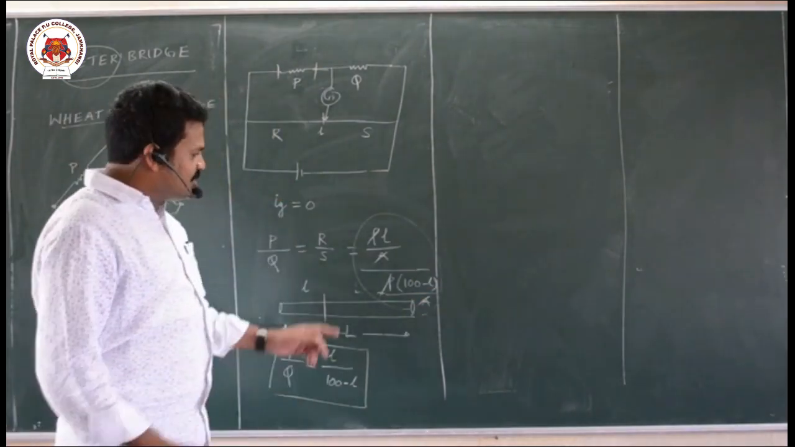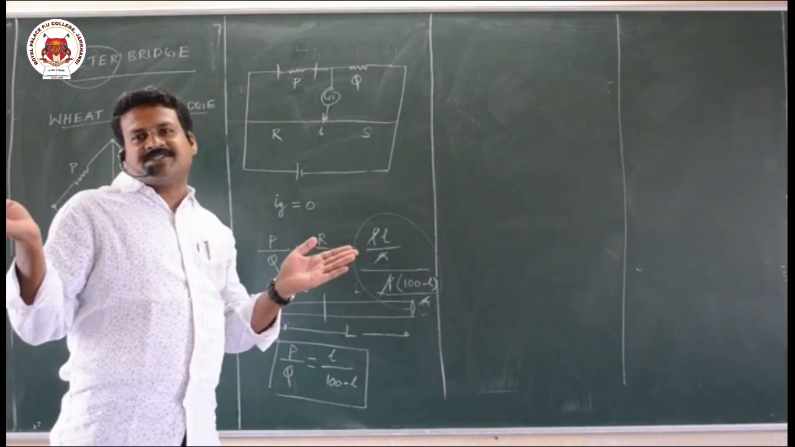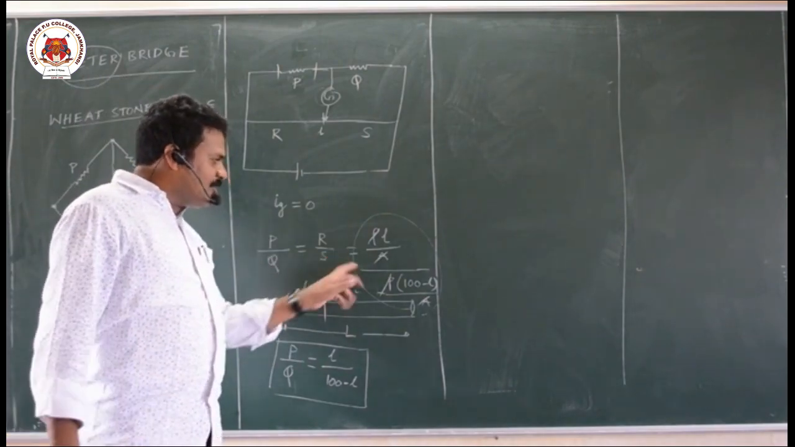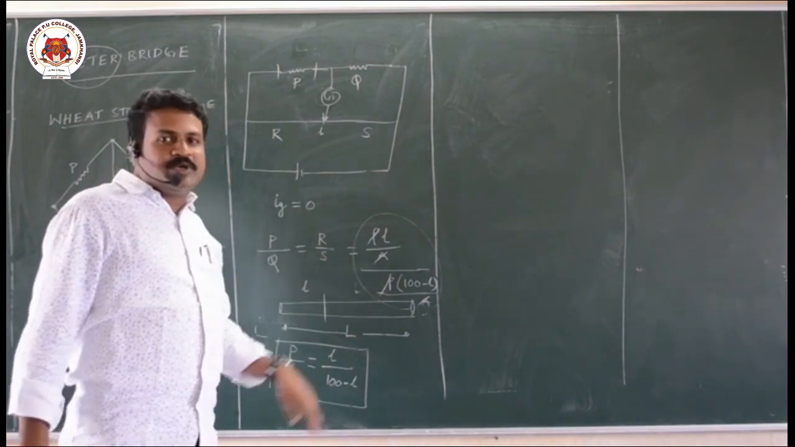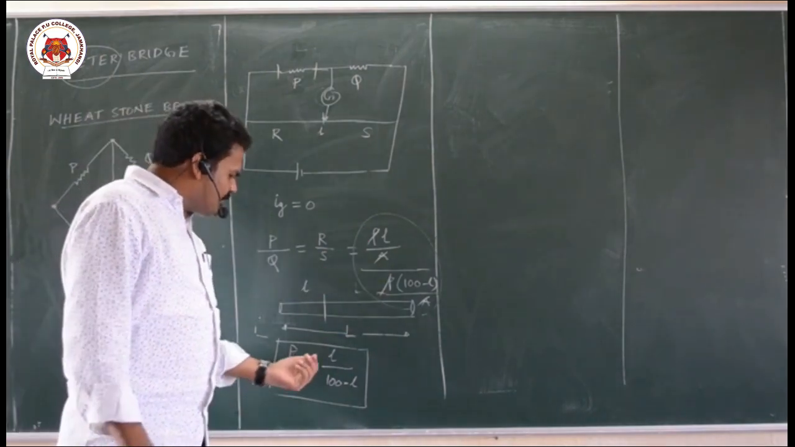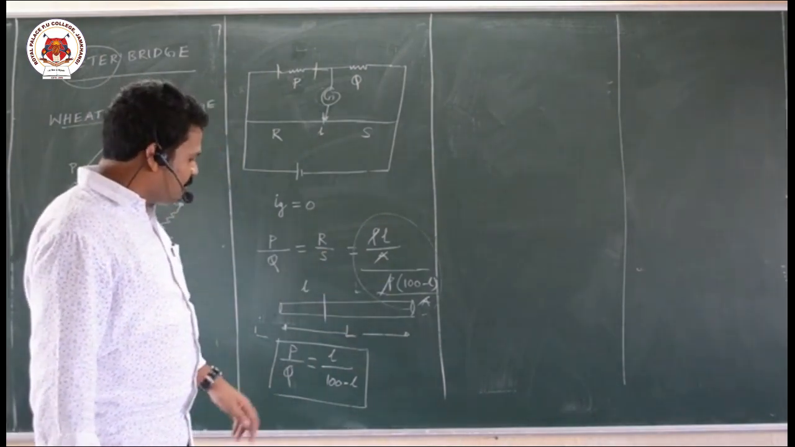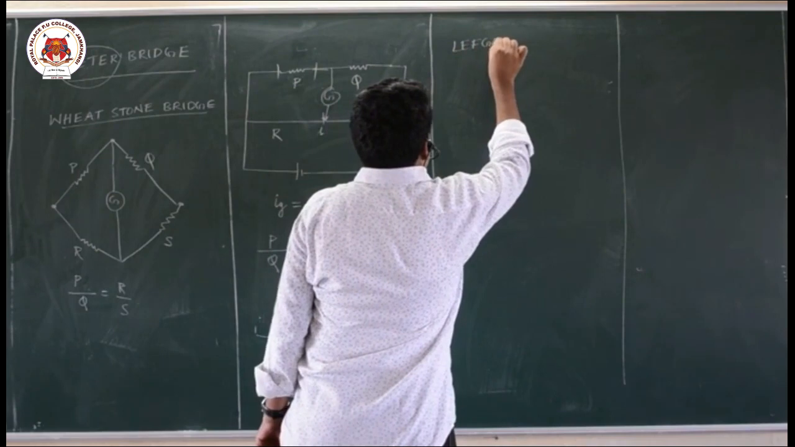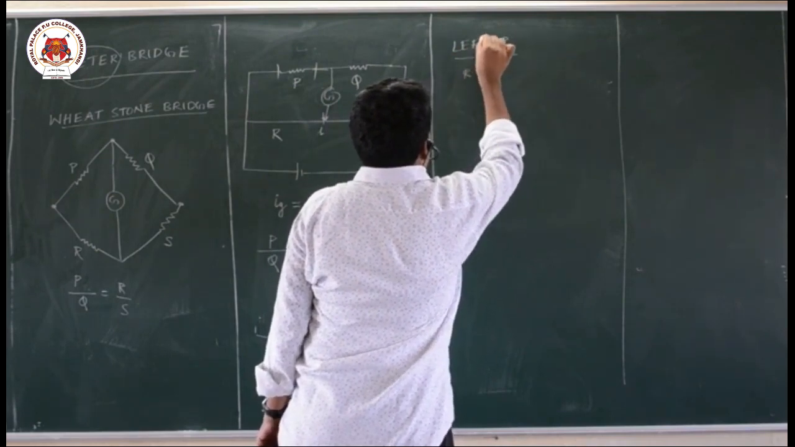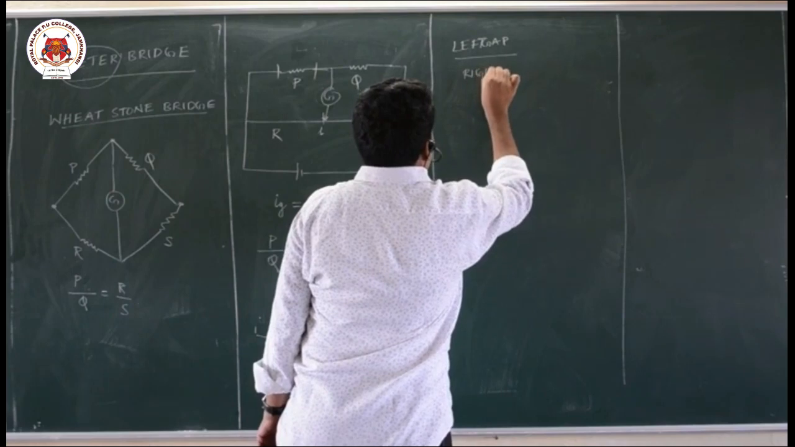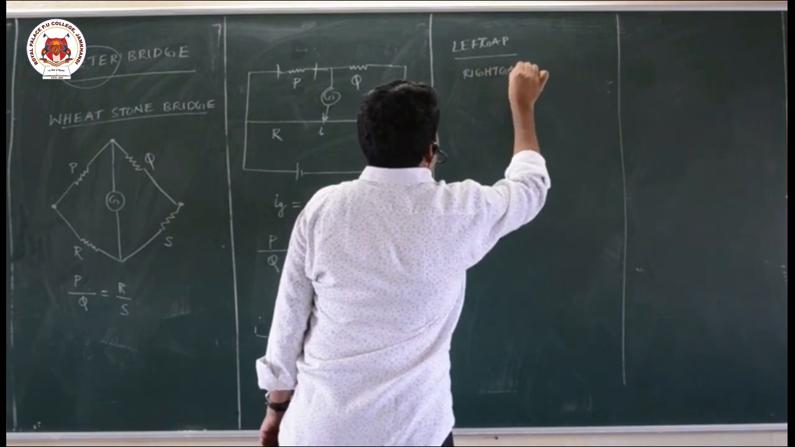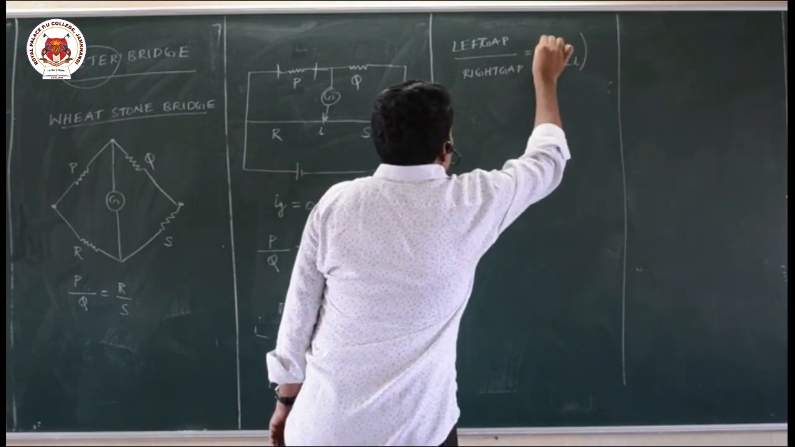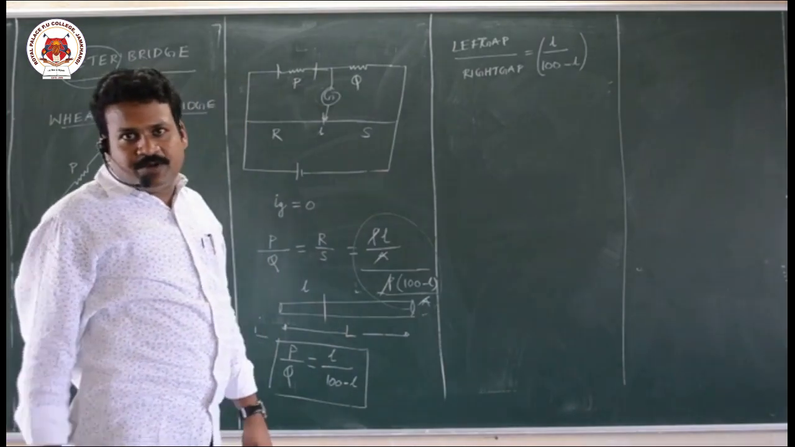The condition is that the wire is cut into two parts. One part is R, the other part is S. The resistance of the first part is rho L by A. The resistance of the second part is rho into 100 minus L by A. Divide both, and you will get left gap by right gap is equal to L by 100 minus L.